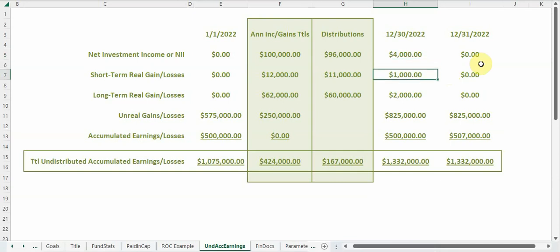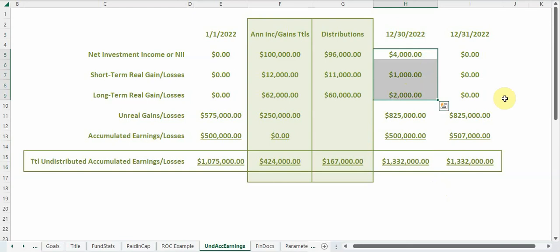Below that, we have in excess of $1,000 in short-term gains, $2,000 in long-term gains. We have our total of unrealized gains of $825,000 and the initial accumulated earnings of $500,000 for a now total of $1,332,000 in total undistributed accumulated earnings. Now, on December 30th, 2022, we now have an excess of realized income of $7,000. This fund now has two options available to it.